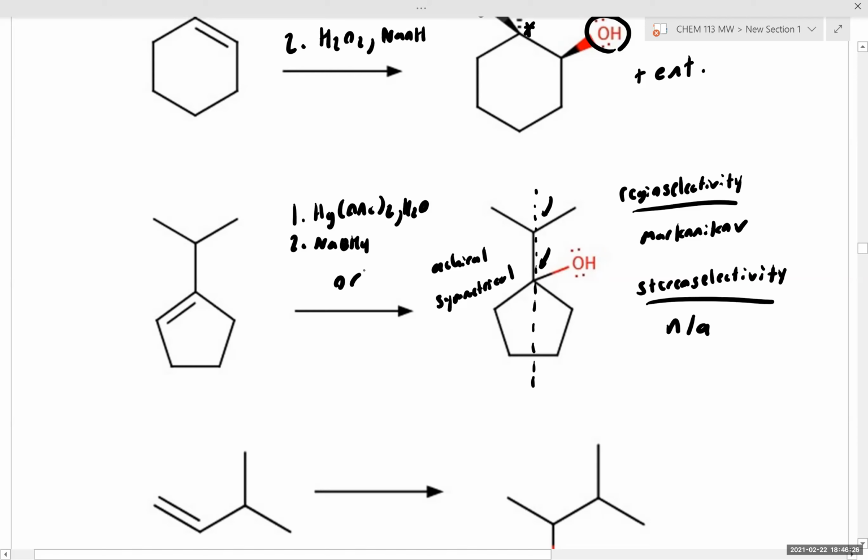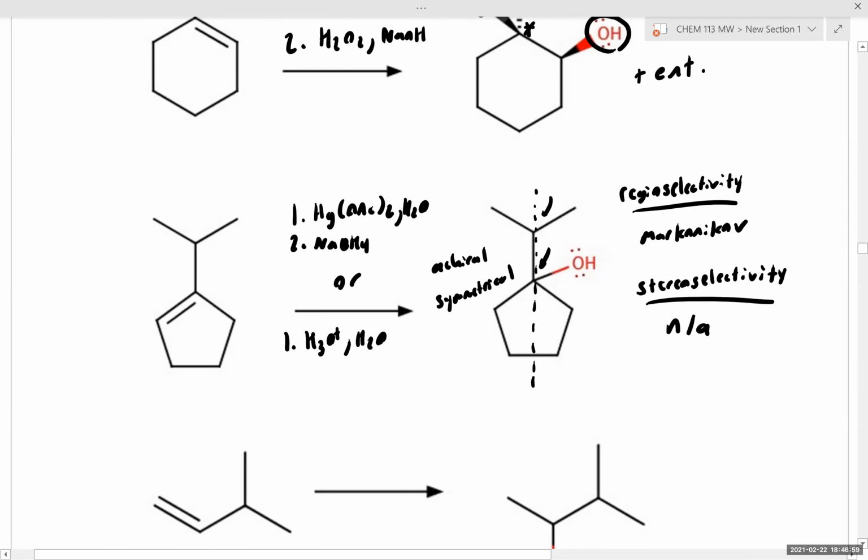Or what other conditions could be used? What other conditions give Markovnikov installation of an alcohol? Suppose you really didn't want to use mercury if you could get away with it. What other conditions would you use? Could we use hydroboration? Hydroboration gives anti-Markovnikov. Oh, right. Thank you. But another variant would be acid catalyzed conditions. So we can just treat it with H3O+ and water.